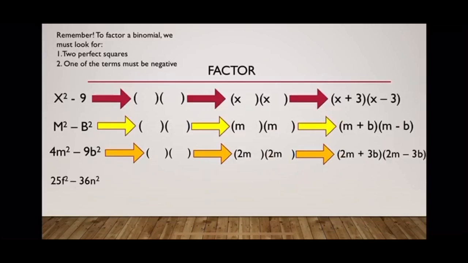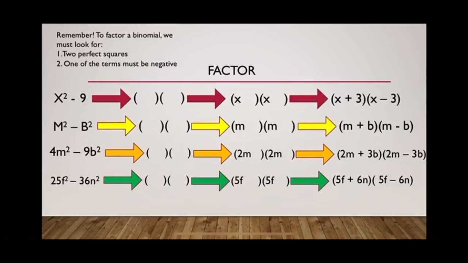And that's our answer. Now, our final one, 25f squared minus 36n squared, has bigger numbers in it, but it still works the same. First, we need to check if the rules still apply, and they do, so we can continue with placing the brackets. The square root of 25f squared is 5f, so that's what we'll place first. And the square root of negative 36n squared is 6n, but we place a positive in one bracket and a negative in the other. And that's our final answer for this part.